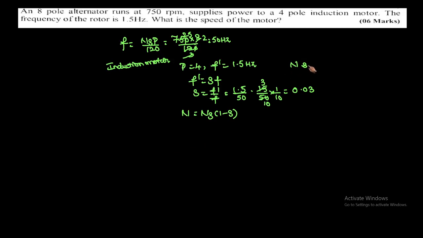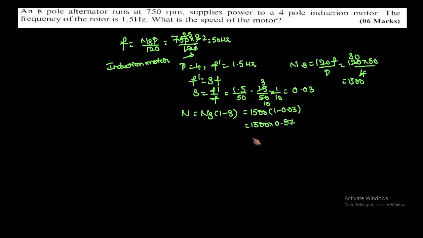Ns is equal to 120 f by p. So 120 into 50 divided by the number of poles, which is given as 4, gives 1500 rpm. Ns will be 1500. Let us calculate 1500 into (1 minus 0.03), that means 1500 into 0.97. So you get 1455 rpm. This is the speed of the rotor.